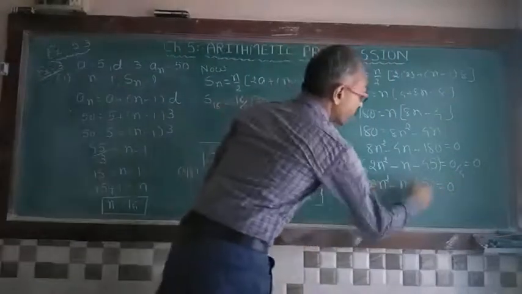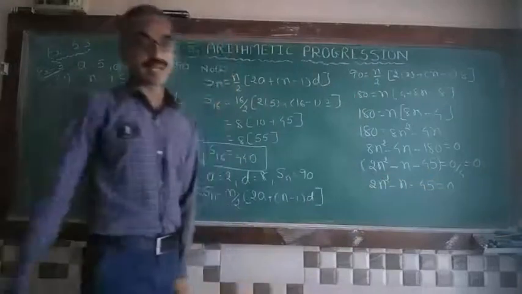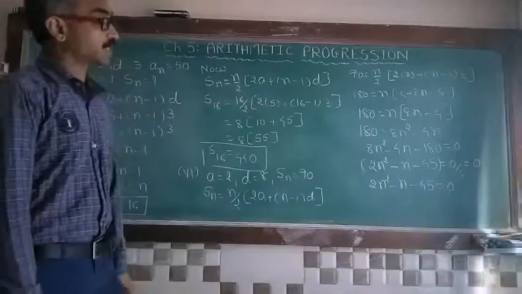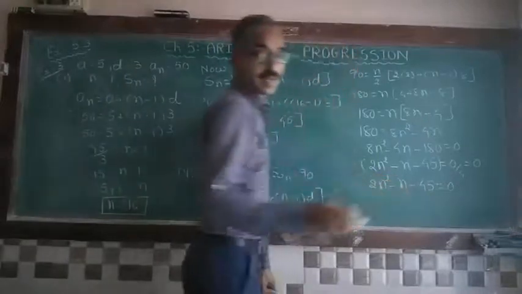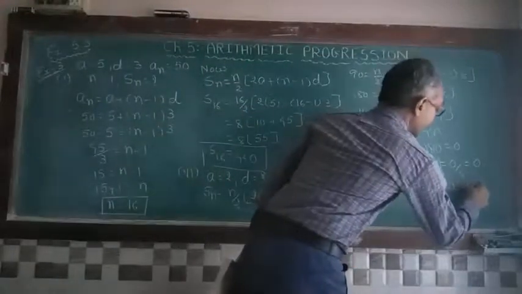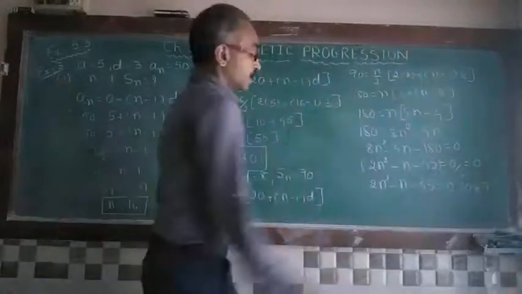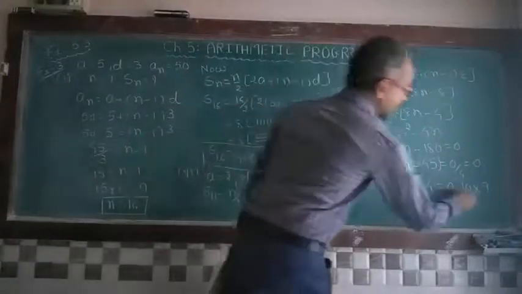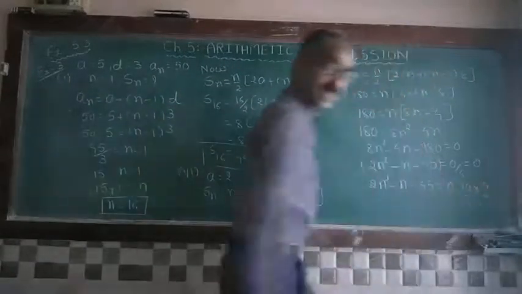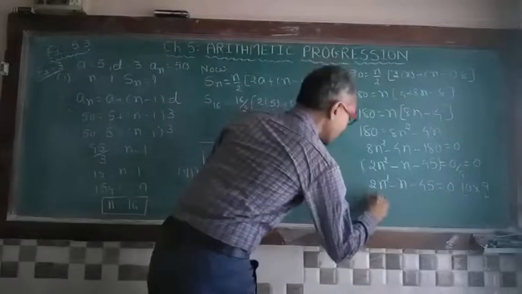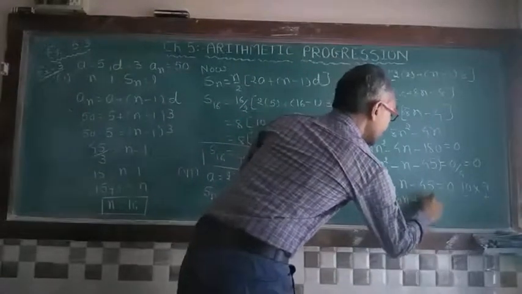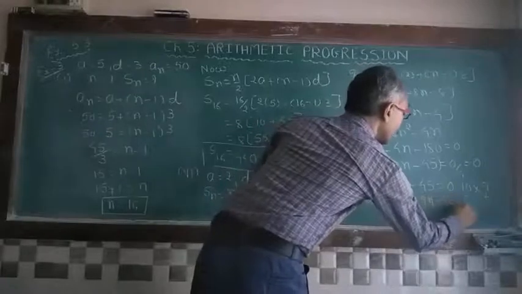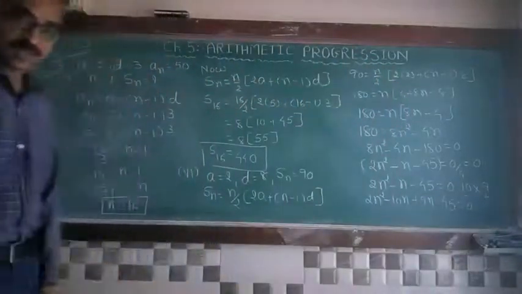Now 45 into 2, that is 90. So you have to factorize 90. That means the difference must be 1, so it is 10 and 9, whose difference is 1. You have to take minus 1 here, so 10 is minus, 9 is plus. So split it now: 2n square minus 10n plus 9n minus 45 is equal to 0.